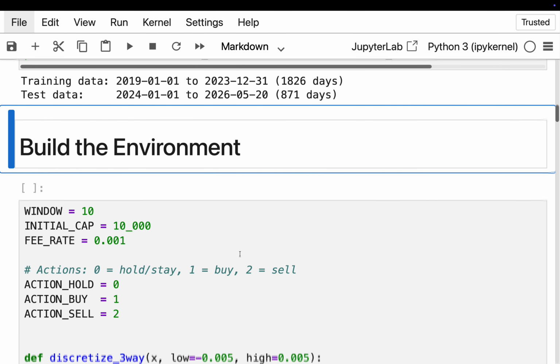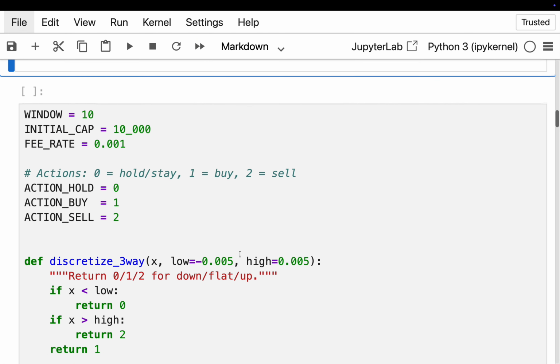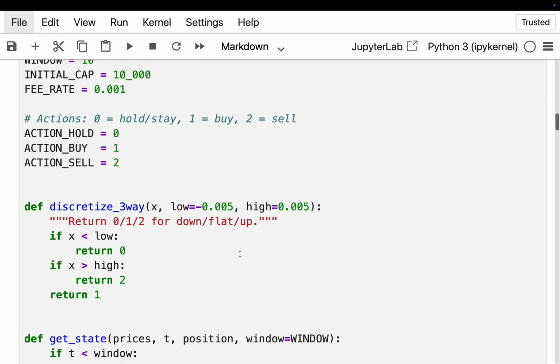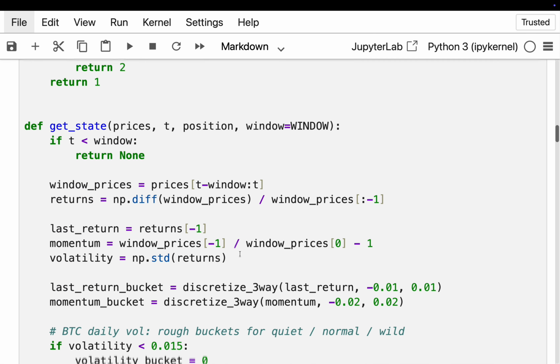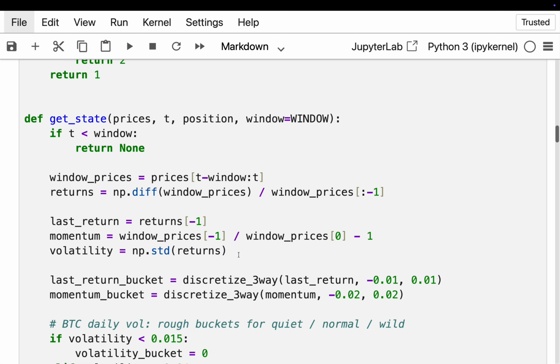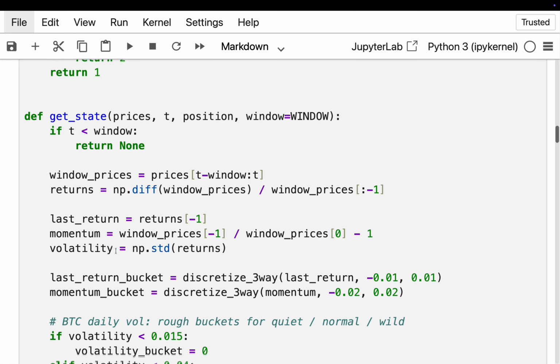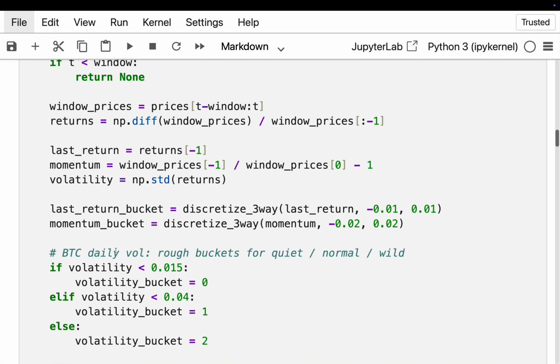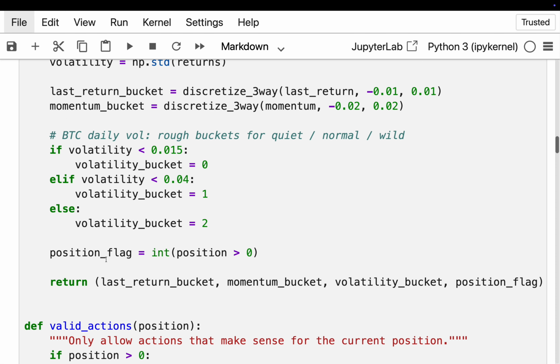Now we build the environment. The agent sees three things at every step. The last daily return, bucketed into down, flat, or up. Recent 10-day momentum, bucketed the same way. Current volatility, bucketed into quiet, normal, or wild. Plus one position flag. Are we currently in the trade or not? Three times three times three times 2 gives us 54 possible states. That is the entire world the agent lives in.